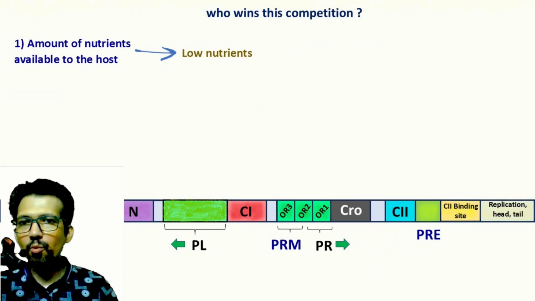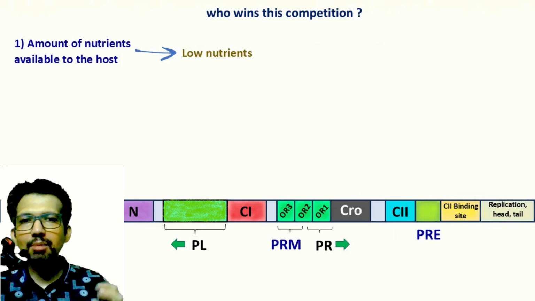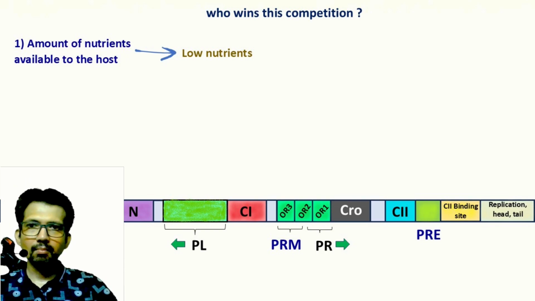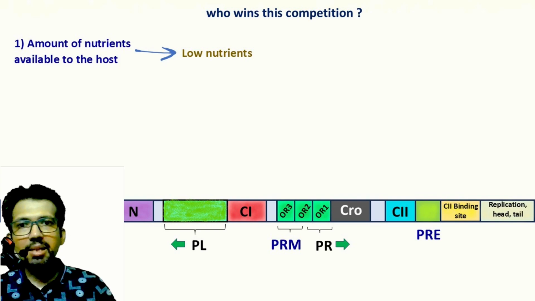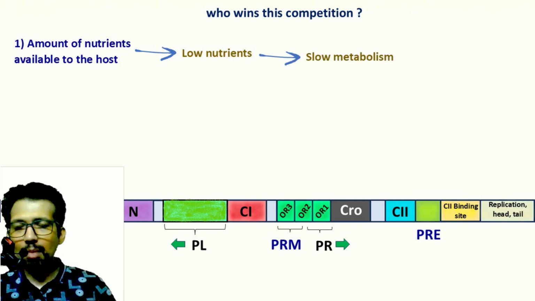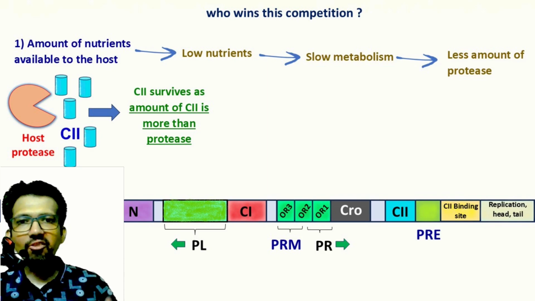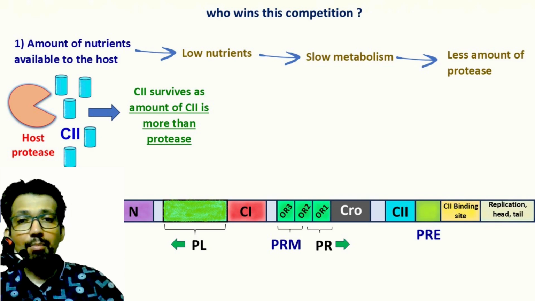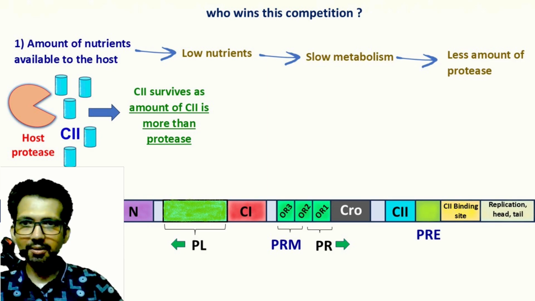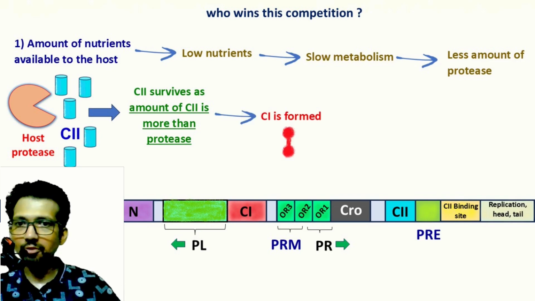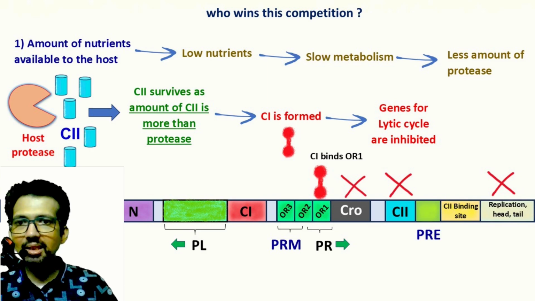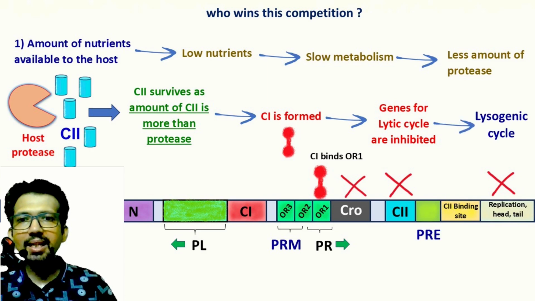Now let's see the scenario where the amount of nutrients available to the host is less. If the nutrients are less, the metabolism will be slow. As the metabolism is slow, there will be less protease present. Since the amount of protease is less, C2 survives the proteolytic degradation. C2 will allow formation of CI. CI then inhibits OR1 and inhibits the genes for the lytic cycle. As a result, the phage undergoes the lysogenic cycle.